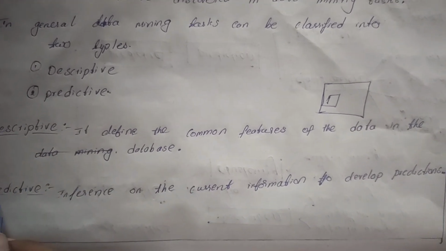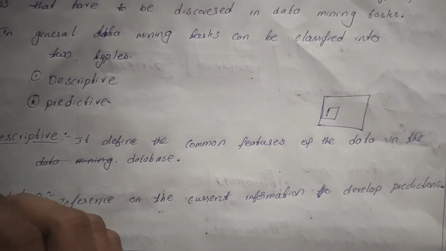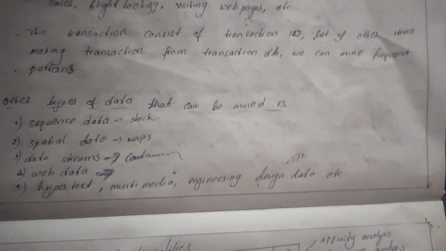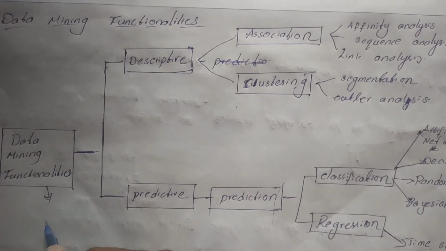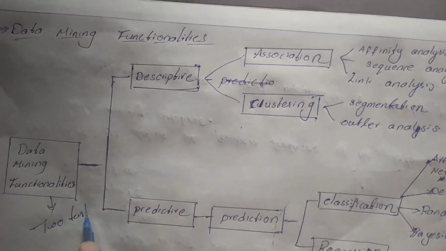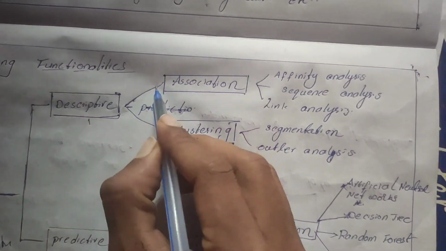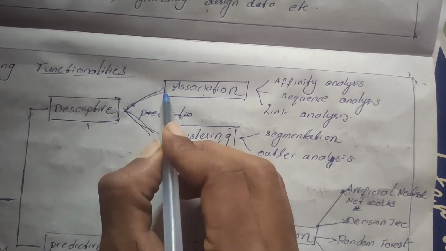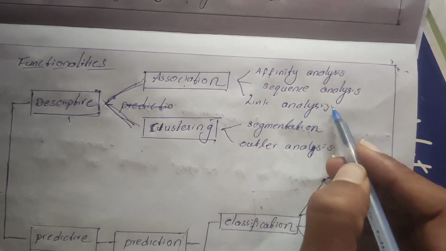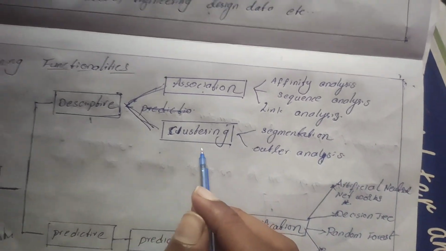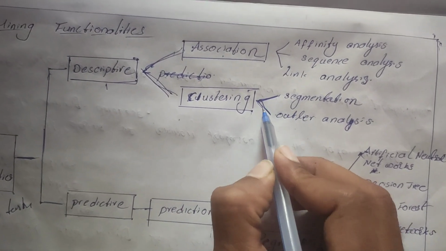Now we'll discuss what is included in these two tasks. In data mining functionalities there are two tasks: one is descriptive and another is predictive. In descriptive there are two, associative and clustering. In associative there are affinity analysis, sequence analysis, link analysis, etc. And in clustering there are two, segmentation and outlier analysis.